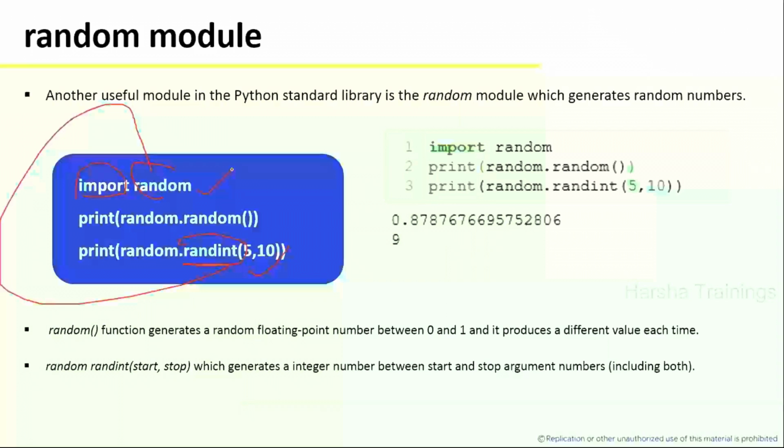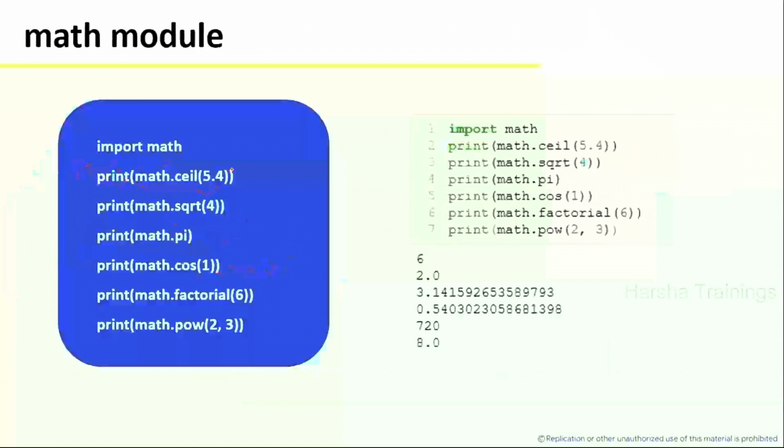If I import it, it will come to my program and I can use all the functions of this library. Now there is one more library called the math library, which is used to do some mathematical operations. There are functions such as ceil, square root, pi, cos, tan, factorial, and power. All these are built-in functions in math. Directly I can use library name, then function name. Clear?